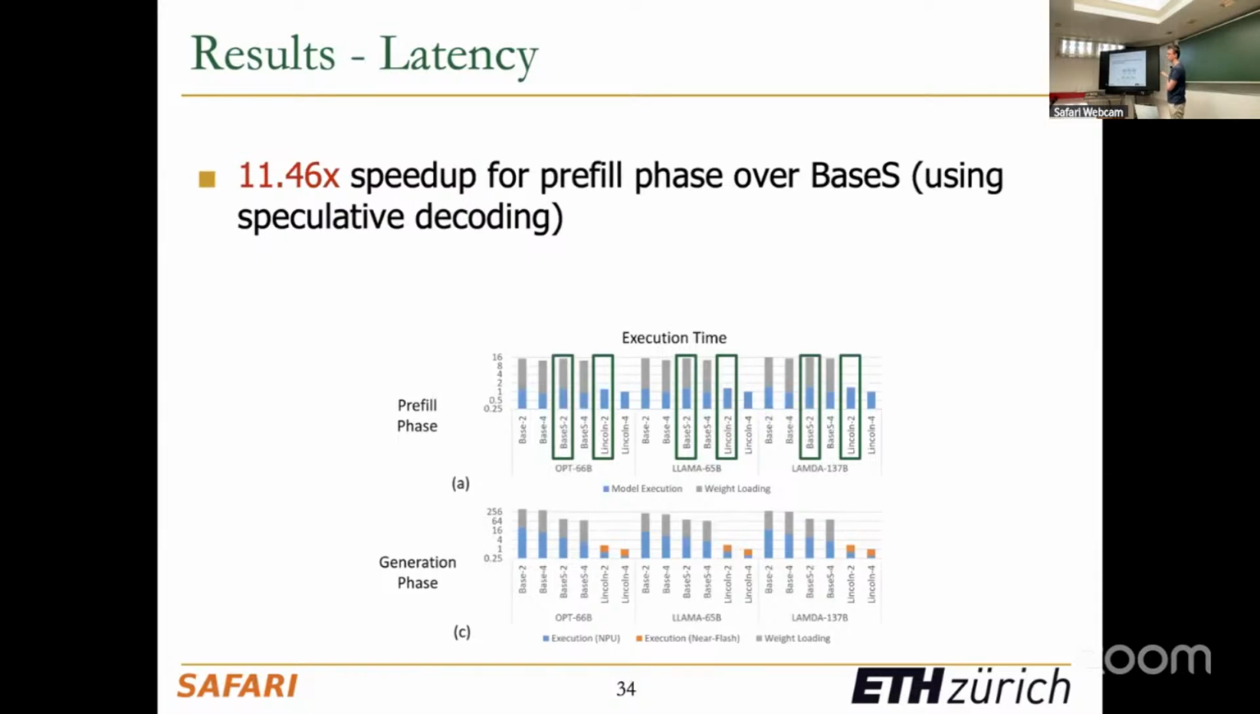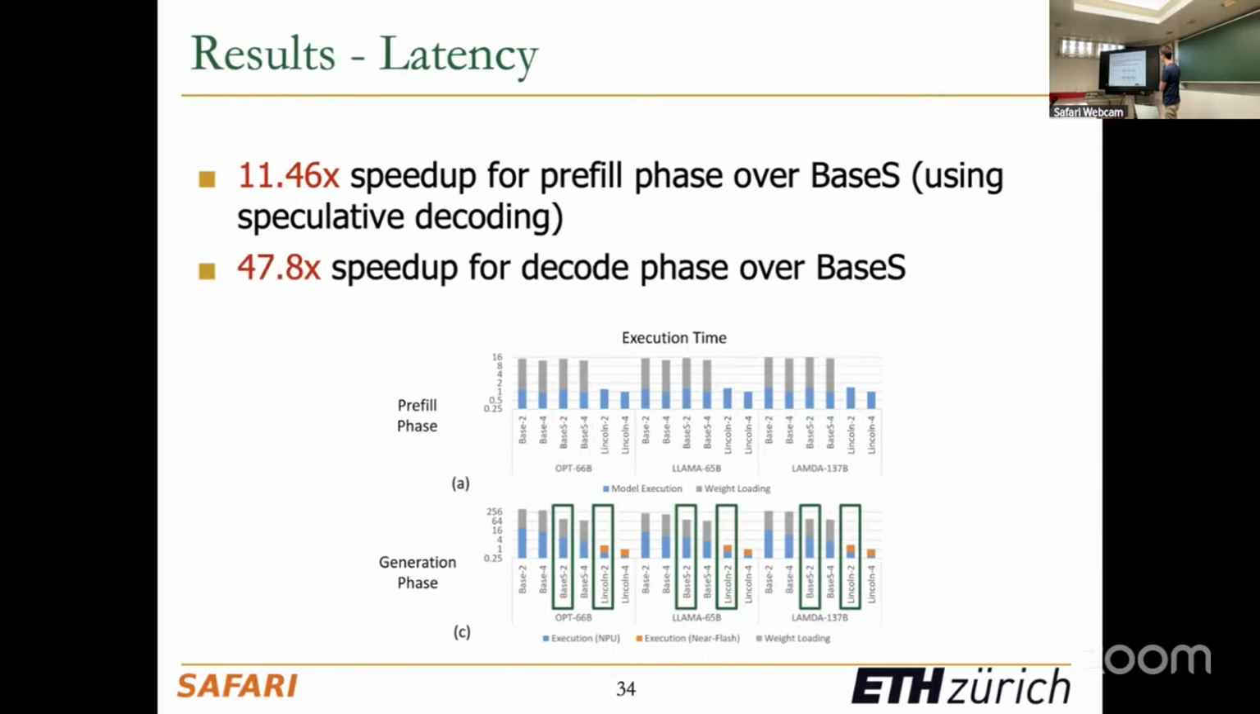Against not using flash, we can see that there is an 11 times speedup for prefill phase over a base with speculative decoding. And during the generation phase, there is a 47% speedup for decode phase over base. As you can see here, the weight loading latency is totally removed. So the LLM inference becomes compute bound again, and it is not memory bound anymore.